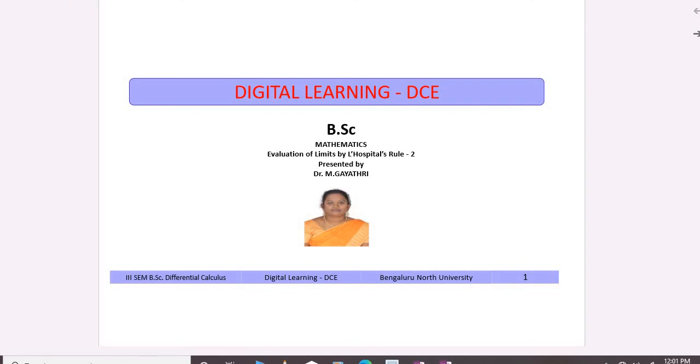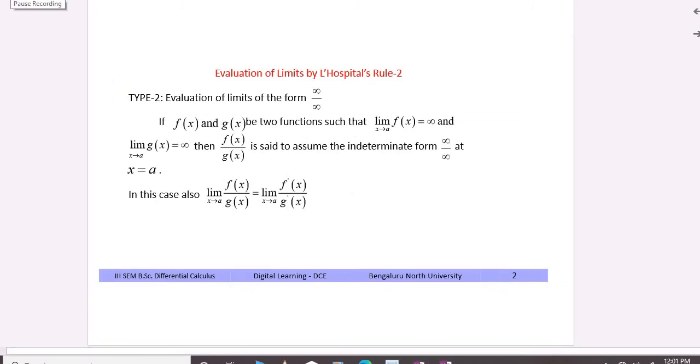In this video I am going to present how to evaluate limits by using L'Hopital's rule. Type 2: evaluation of limits of the form infinity by infinity. If f of x and g of x are two functions such that limit x tends to a f of x equals infinity and limit x tends to a g of x equals infinity, then f of x by g of x is said to assume the indeterminate form infinity by infinity at x equal to a.